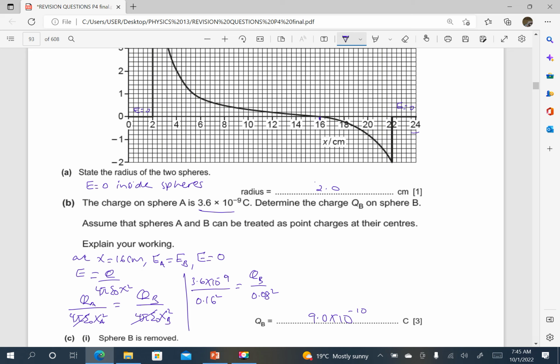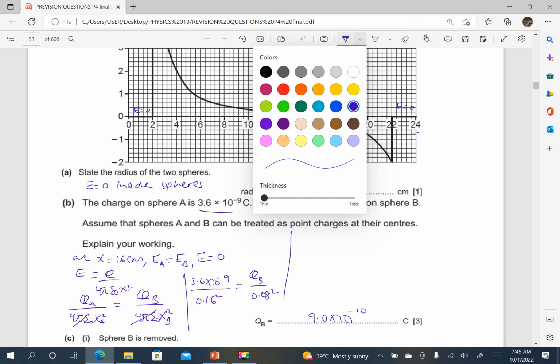coulombs. We can also try to see if we can use the charges on the surface. Let's see if we can use charge on the surface. I'll change the color. We can try to find the charges on each of the surfaces.